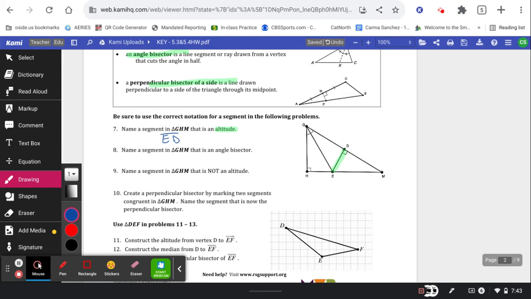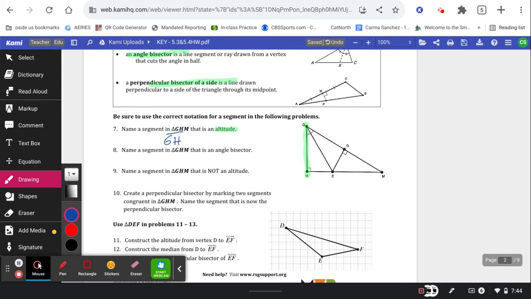Oh, wait, GHM. Sorry, it wants the big triangle. So I can't do the little triangle. So the altitude of GHM is this guy right here that forms the perpendicular. See how the altitude could actually seem like the outside of a line? Like the edge of the triangle? So that would be GH.